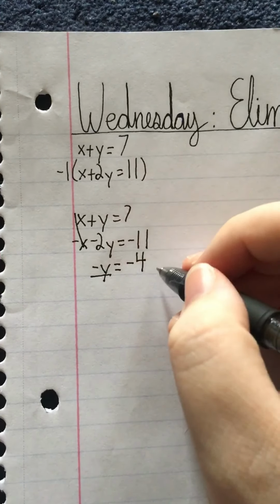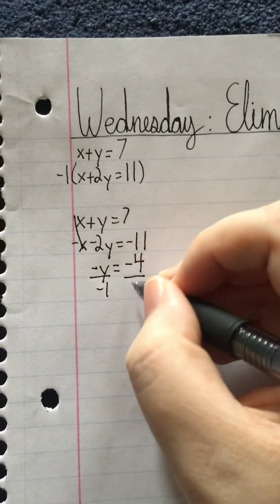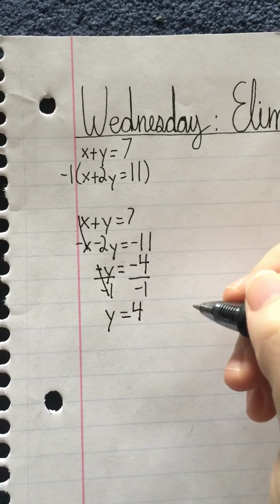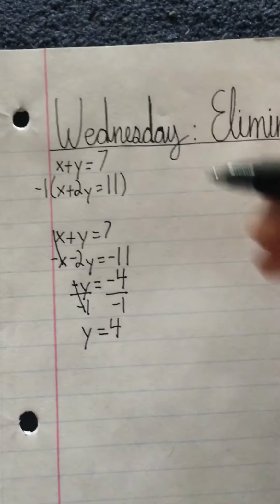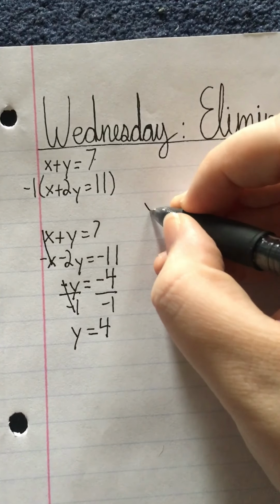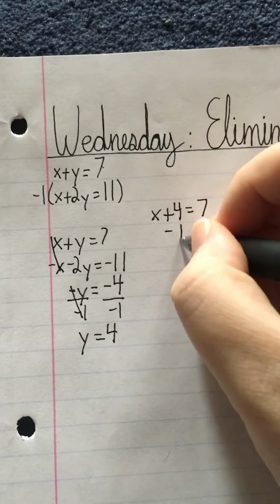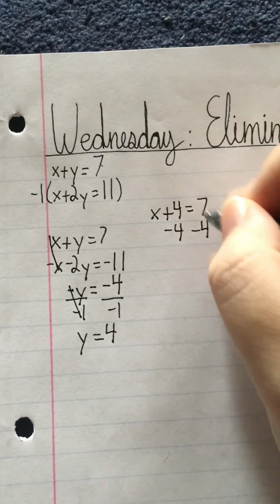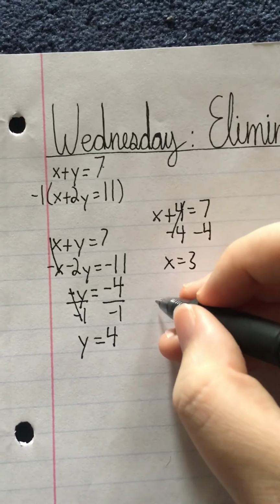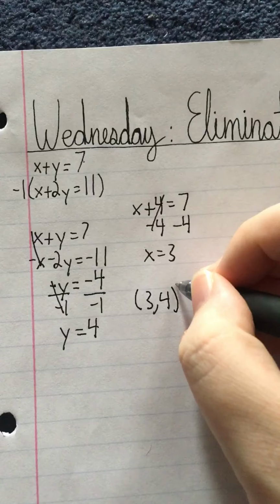Now we can't just leave it as that because there's a -1 coefficient in front of the y, so we have to divide by -1 on both sides, and we get y is equal to 4. Then we come back up here. I plugged it into this top equation here. x plus 4 equals 7. Subtract 4 on both sides, and you get x is equal to 3. So your final answer for this one is (3, 4).